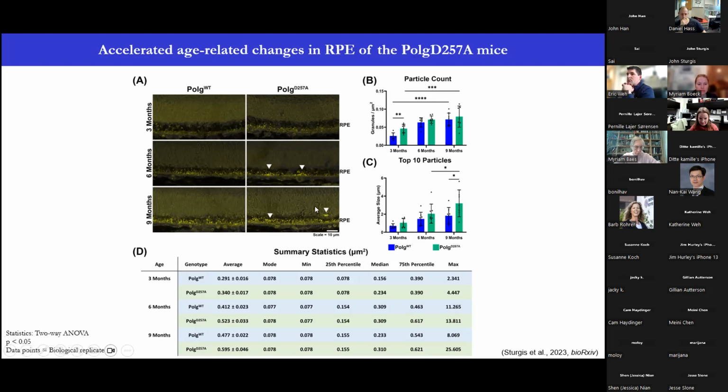But what happens is these granules start to accumulate and form these much larger structures. By 9 months of age, these structures are significantly larger in the mutant mouse. You can also see that in the summary statistics I included here: the average granule size goes up with age and with genotype, and also the maximum size of the granule goes up with age and genotype, with the largest granule present in the mutant 9-month-old mouse being over 25 microns.